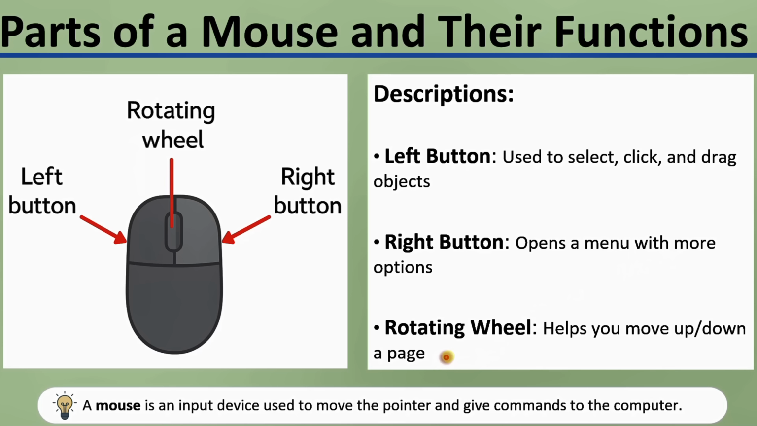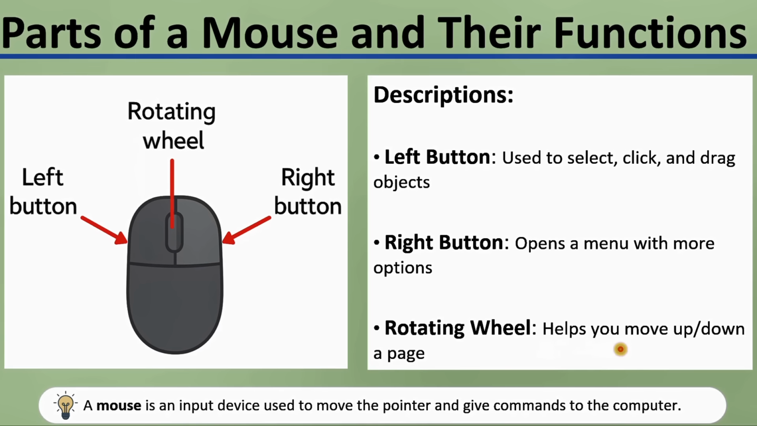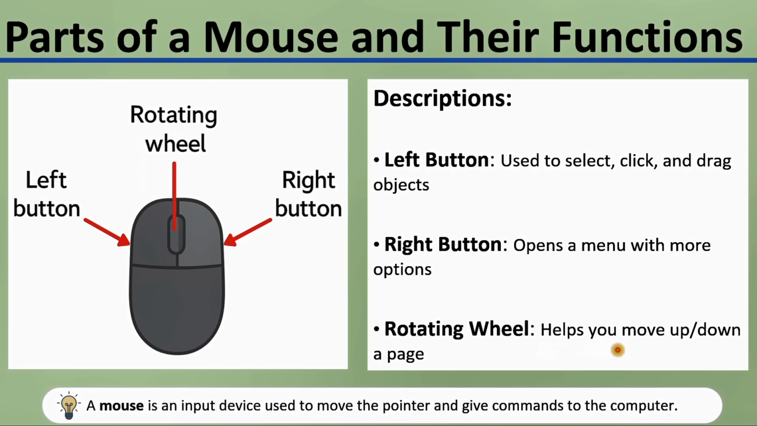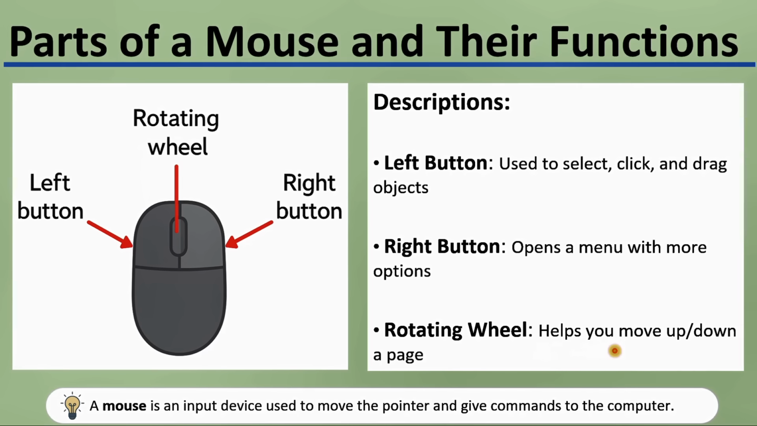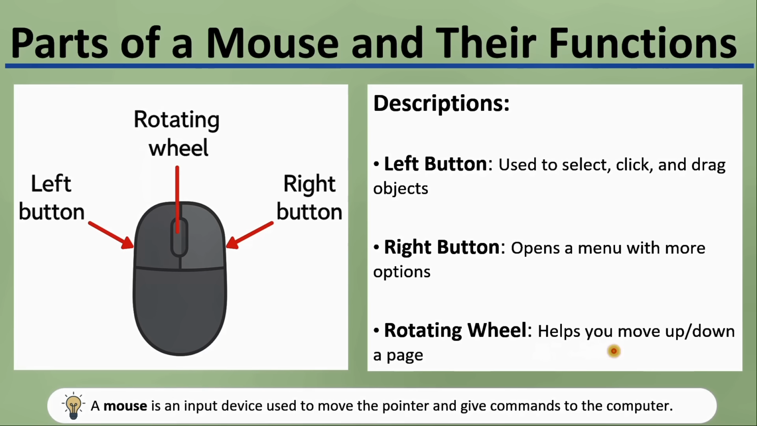Another one is this rotating wheel. This wheel helps you move up and down a page. For example, when you are reading something like a book, or maybe you are browsing online, this wheel helps you move up and down the page smoothly, like scrolling through a book, you see. And if you are using a laptop, you might not even have a mouse.